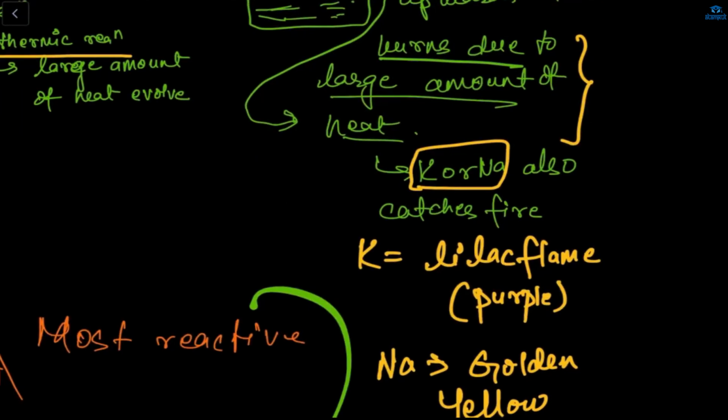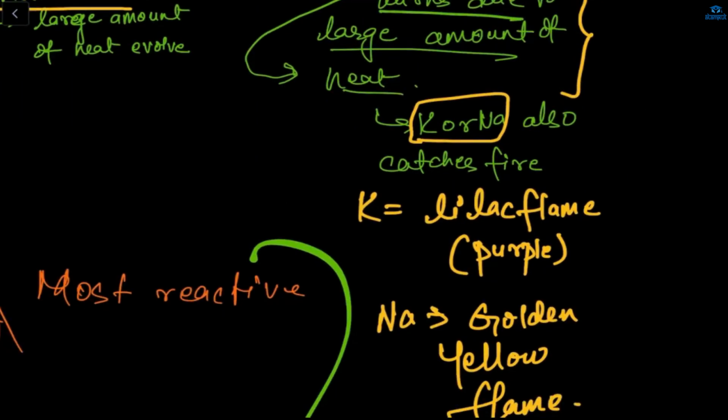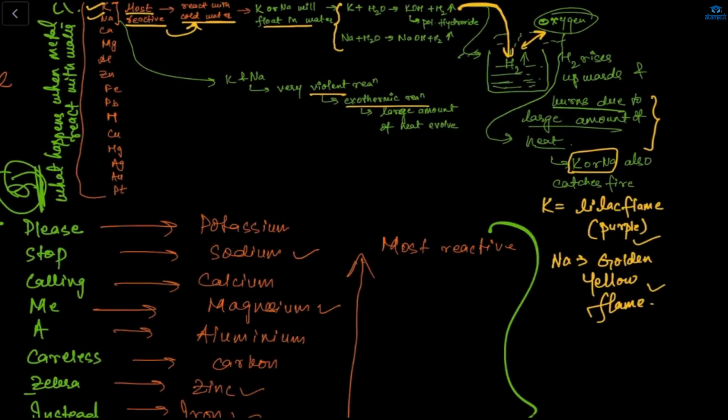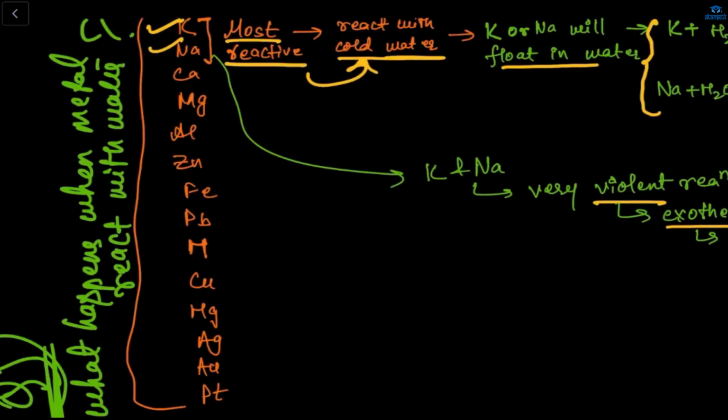So if they catch fire, potassium will turn into a lilac flame, which is purple in color, and your sodium will turn into a golden yellow flame. Okay, so these two, you understood about your potassium and sodium. Any doubt here? No, ma'am.